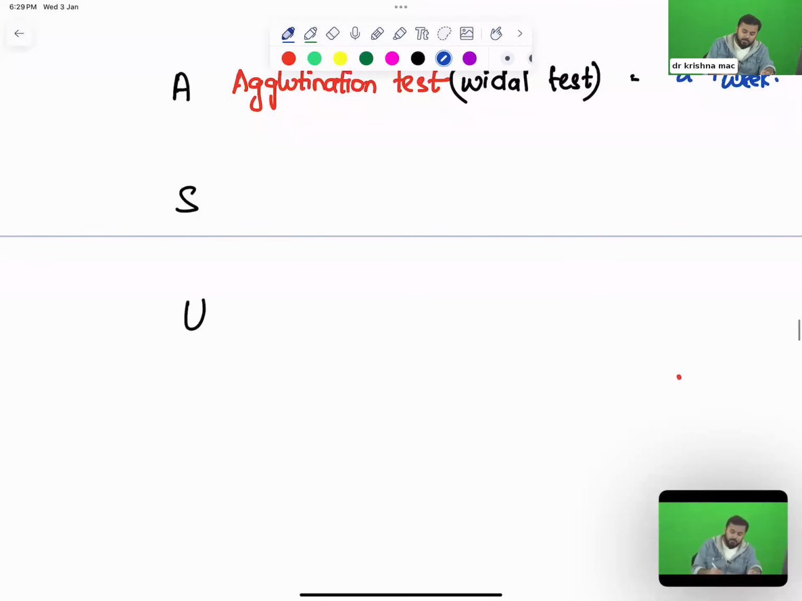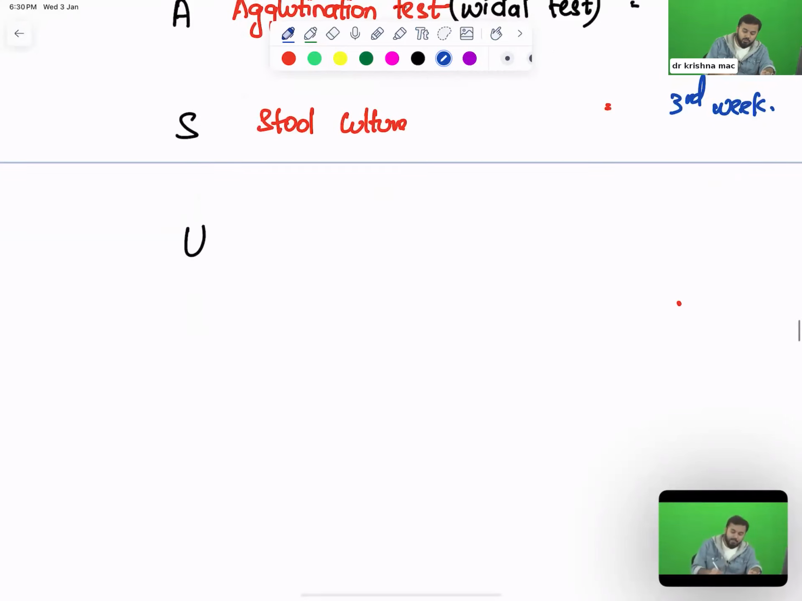Next, third important thing, S here stands for stool culture, and this is basically done in the third week. And finally, U stands for what? Urine culture. U stands for urine culture. And when is this done? This is done in the fourth week.